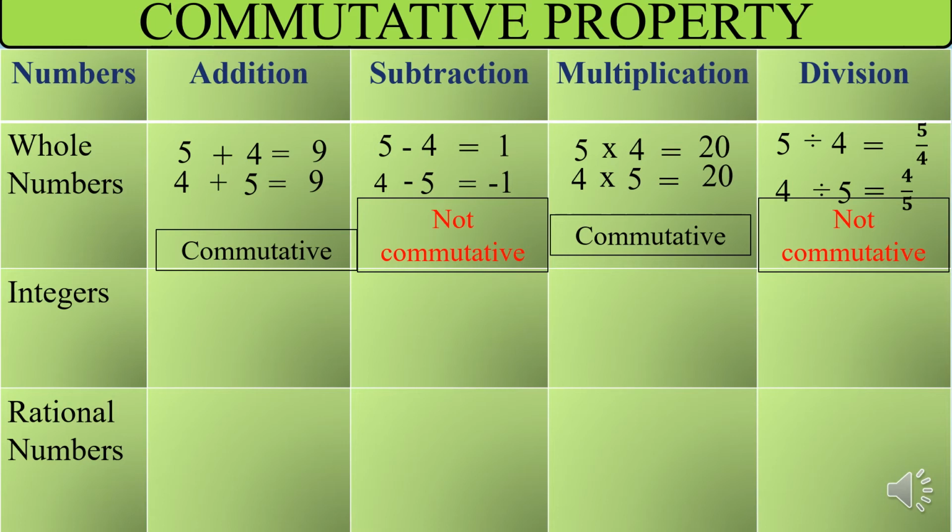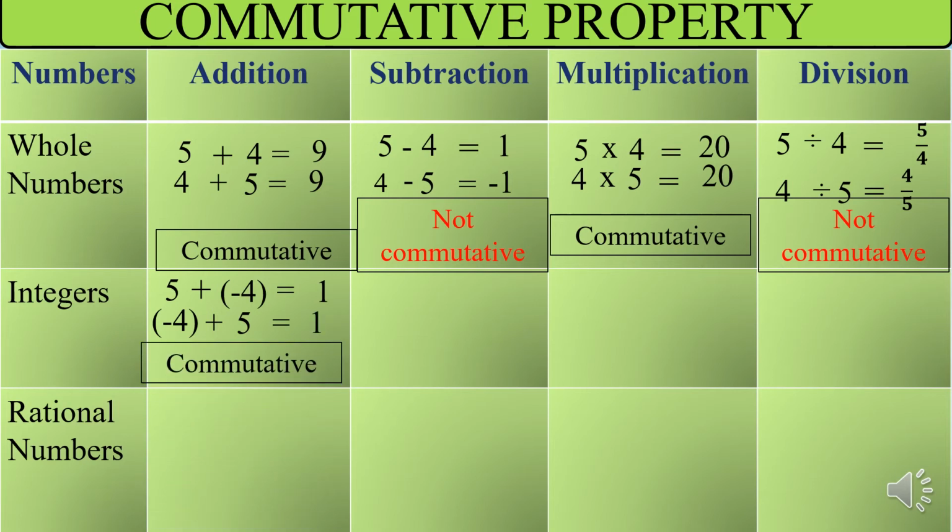Now let's see for integers. Here when 5 is added to -4, we get answer 1. Now let's change the order of these numbers. When -4 is added to 5, we get answer 1. Here we got the same result. So we can say that addition is commutative for integers.